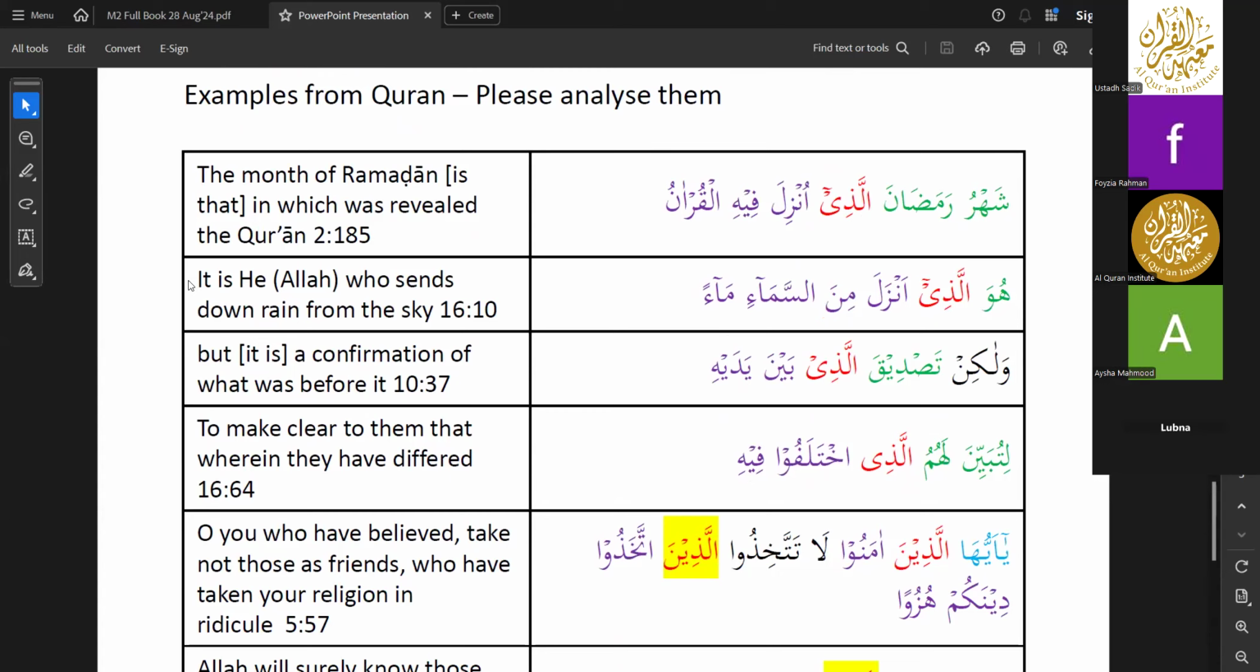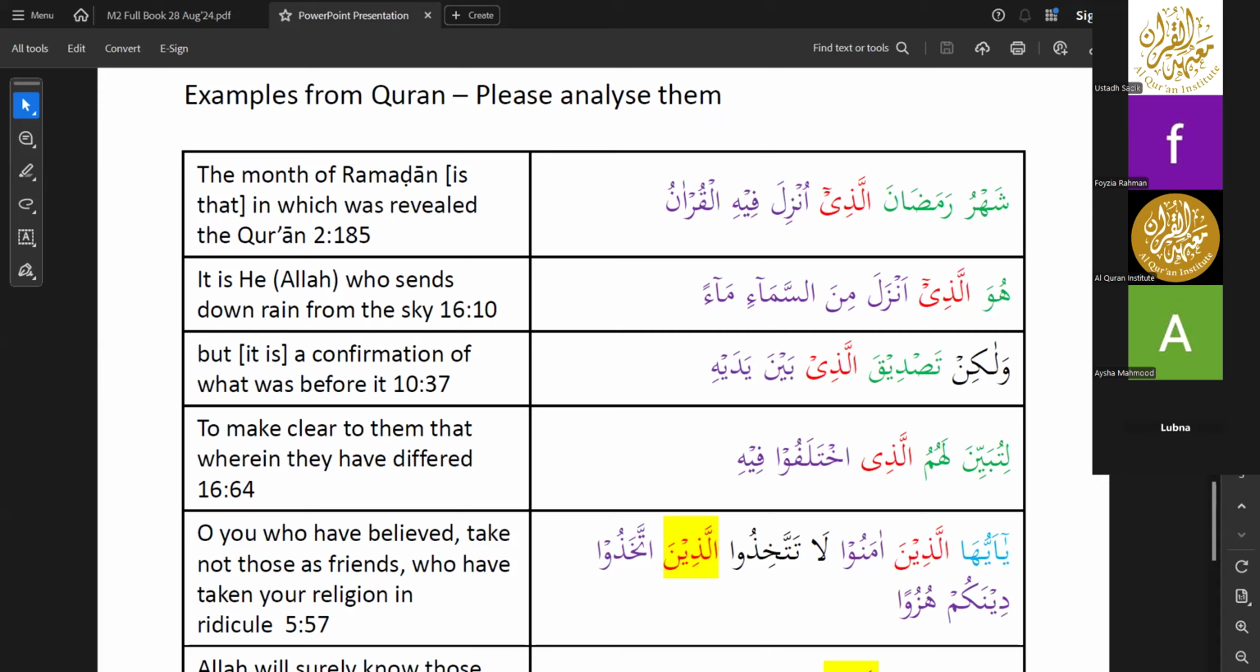هو الذي أنزل من السماء ماء. Huwa is the antecedent. Alladhi is the ismul mawsul, relative pronoun. أنزل من السماء ماء is the silatul mawsul, the extra information. Alladhi is a connector, and silatul mawsul is additional information about the subject.